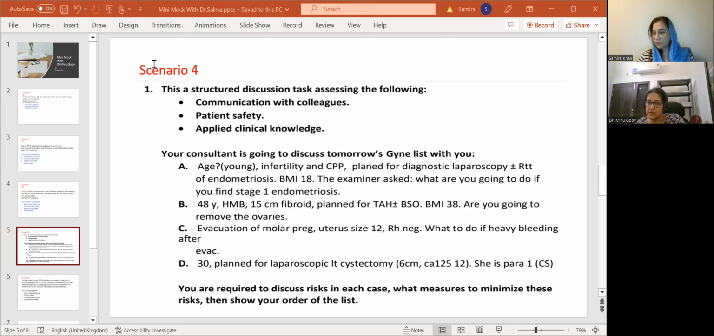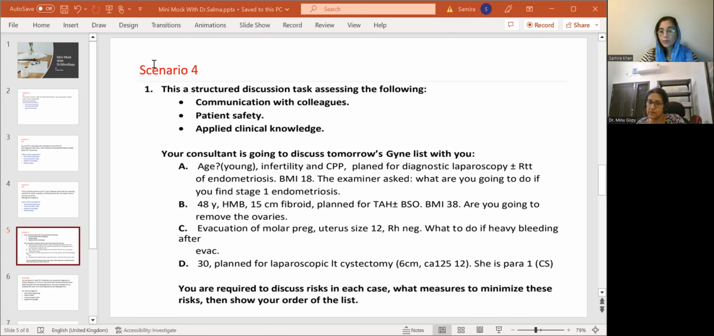And the question is, what are you going to do if you find stage 1 endometriosis? So in stage 1 endometriosis, we can do either ablative procedures or excision of the endometriotic deposits.